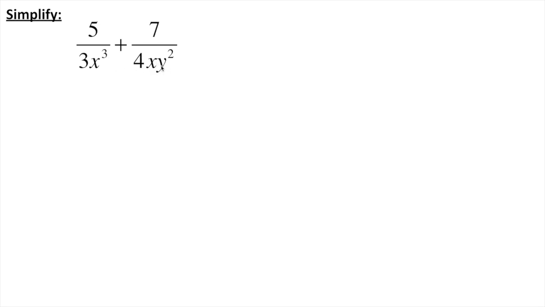For y, I only have one y here, and over here this is y squared, so the highest exponent would be squared. So my lowest common denominator would be 12x cubed y squared. Remember, we take each variable separately: x cubed, y squared.